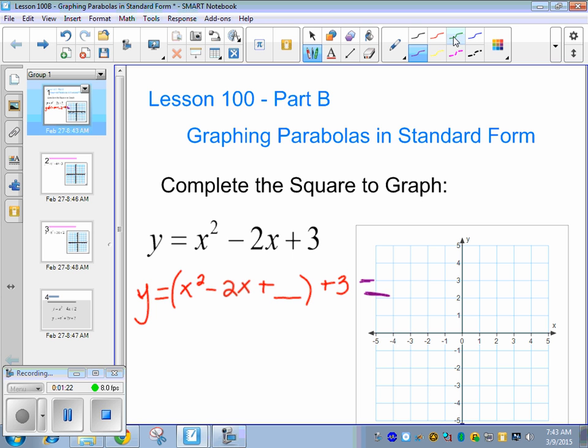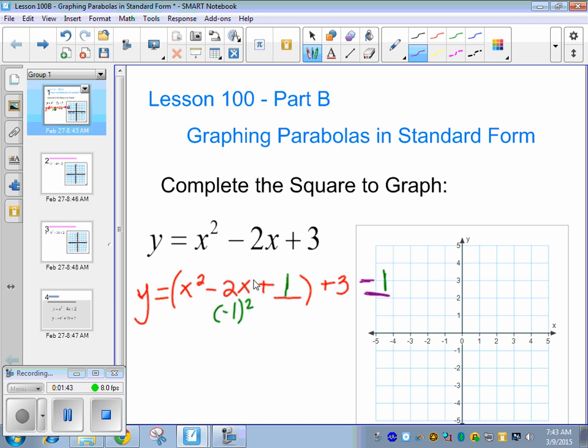We take half the middle number. What's half of negative 2? Negative 1. And we square it, okay? So negative 1 squared is plus 1. So since we added 1, we subtract 1 in that space.